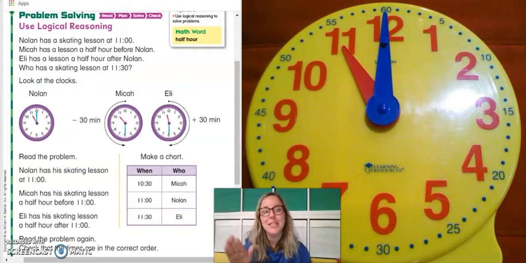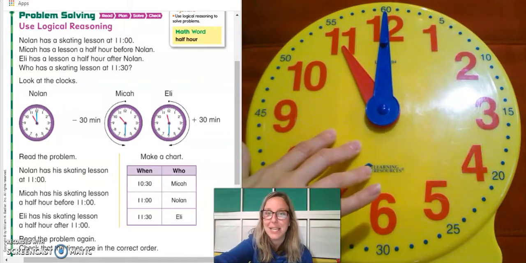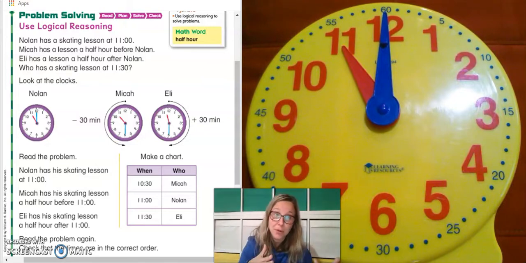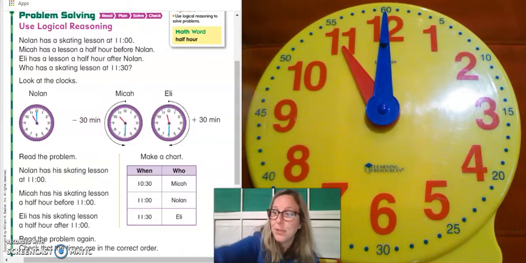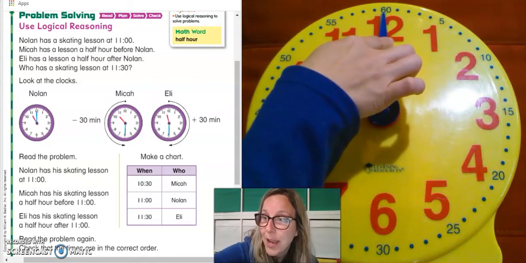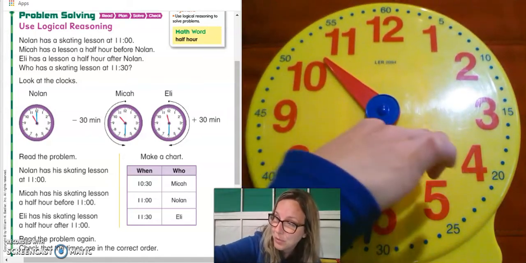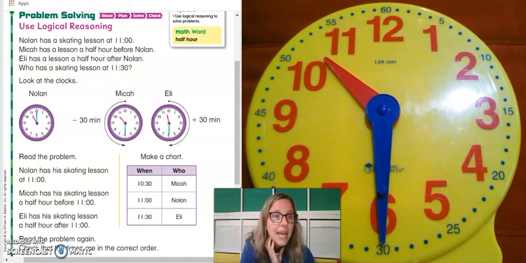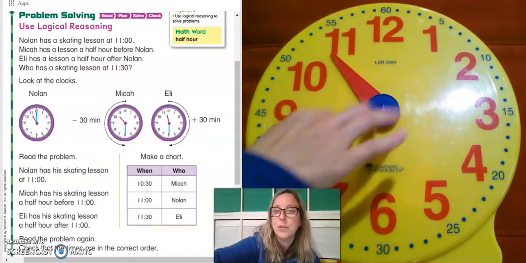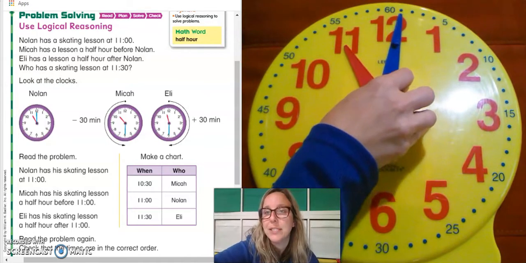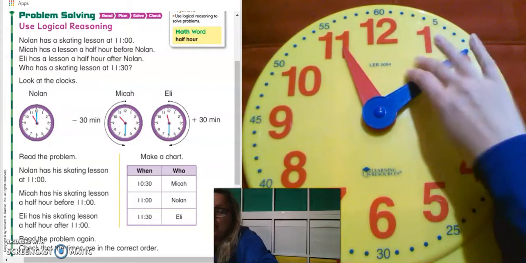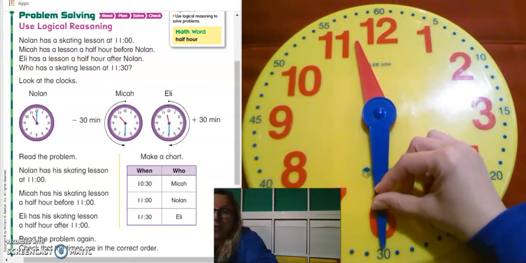All right, so it says Nolan has a skating lesson at 11, and here it says 11 o'clock. Micah has a lesson a half hour before Nolan. Okay, so a half an hour before would be 30 minutes before, or halfway around our clock, which would be 10:30. All right, and then it says Eli has a lesson a half hour after Nolan. So we know when Nolan was at 11 o'clock, a half an hour after would be halfway around our clock this way, which would be 11:30.